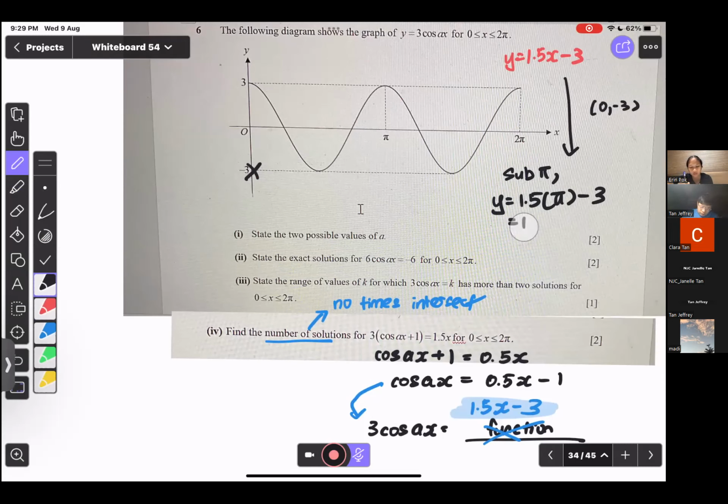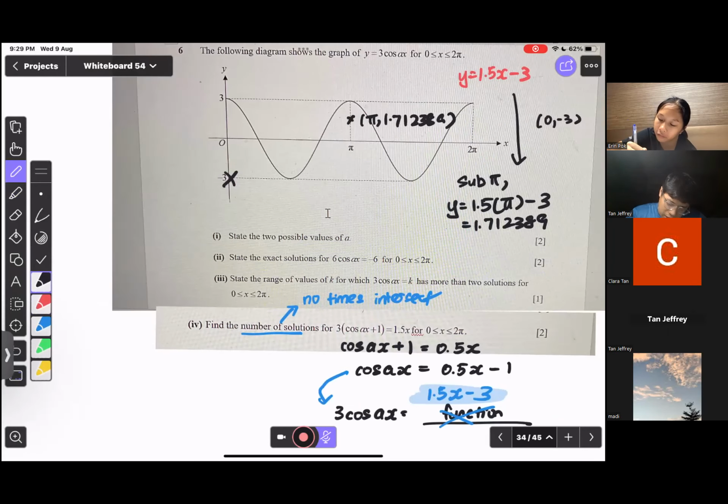This is 1.712389, which is about somewhere here, slightly more than half. So this is the point pi, 1.712389. Then you draw a line past these 2 points. You just need 2 points to sketch a line.